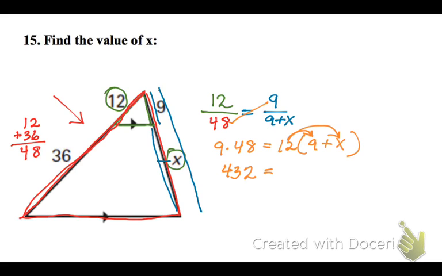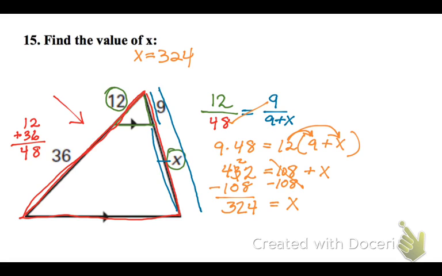9 times 12, 9 times 2 is 18, carry the 1, 9 times 1 is 9, plus 1 is 10, plus x. So we subtract 108 from both sides. Okay, this goes away. We get 12 minus 8 is 4, 2 minus 0 is 2, 4 minus 1 equals 3, equals x. X equals 324, and we're done.